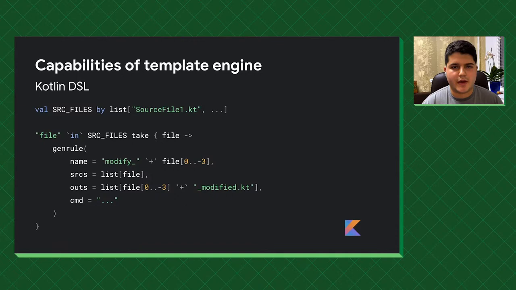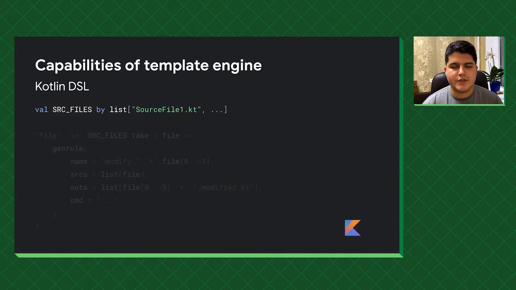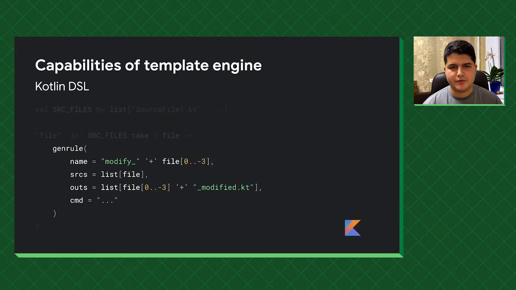So first we can define and generate the variable assignment. And it's important to note that this SRC files list would be of the type list of strings, which provides type safety. Next we can just use a regular Kotlin function for using genrule and define different calls to rules. And it's important that we can have slice expressions. Moreover, we can have concatenation expressions. And as you can see, type safety is still preserved. So the name expects the type string, and if any other type were provided, the code would not compile. And the same works with outs, which expects a list of strings.